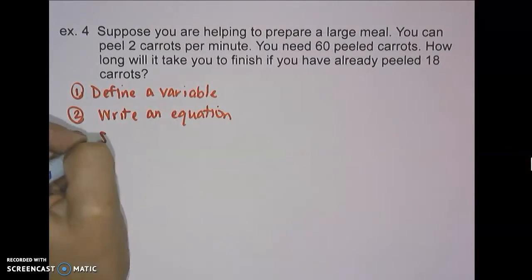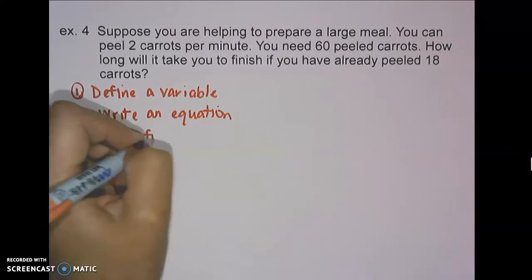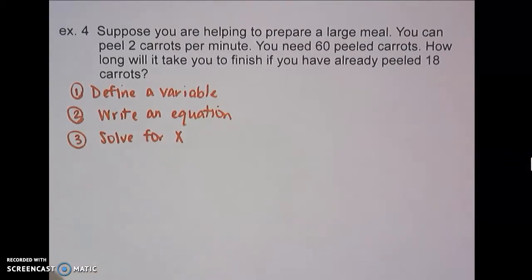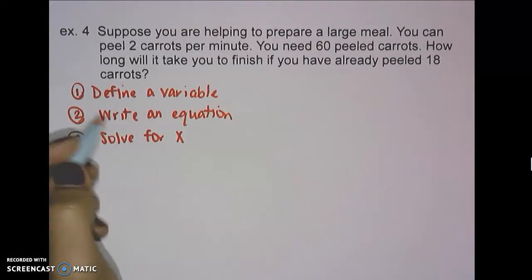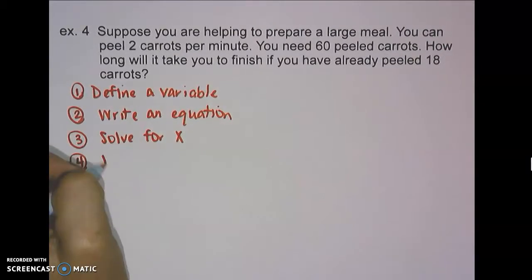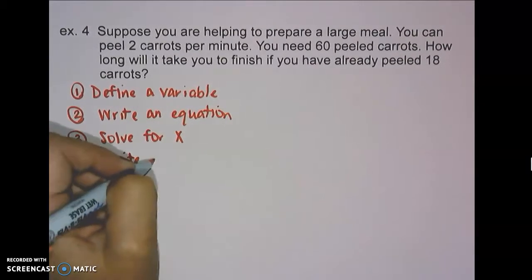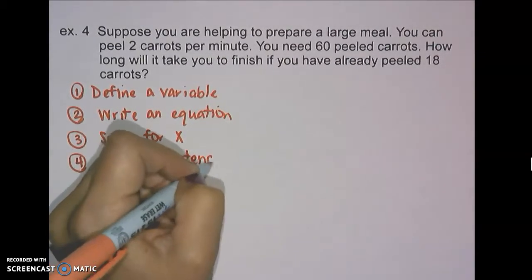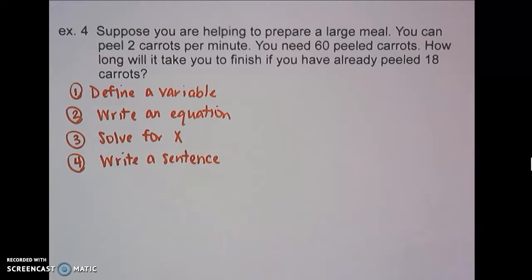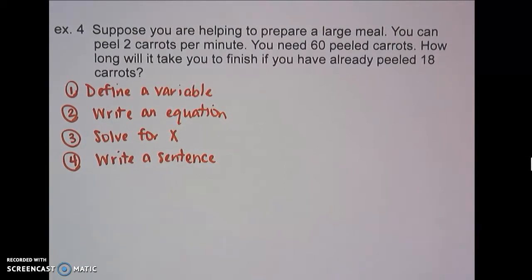Third step is going to be to solve for x, could be whatever variable you're using. And then step number 4, when we're dealing with word problems, we're going to write a sentence, okay, to answer that question. So, we're peeling carrots. We need 60 peeled carrots. We can peel them at 2 carrots per minute, and we have already peeled 18 carrots.